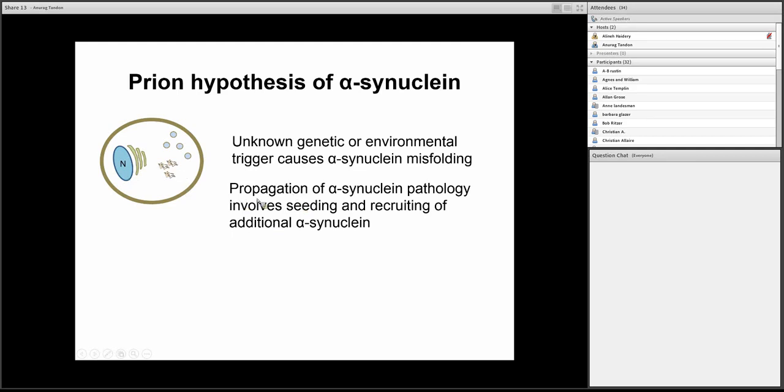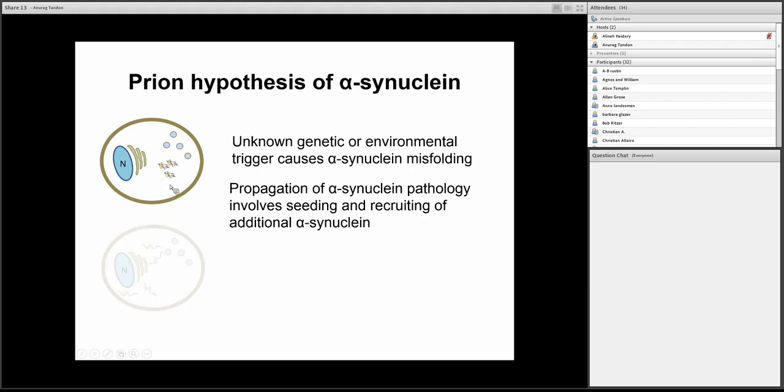This involves a propagation of alpha-synuclein pathology that involves seeding and recruiting all the additional synuclein. Ordinarily, the cell would now either die because it doesn't like this misfolded protein, or it would try to compartmentalize these proteins. And this is what we think Lewy bodies do, in fact. They protect the cell by taking these misfolded proteins and compartmentalizing them into one part of the cell, which then protects the cell from dying.